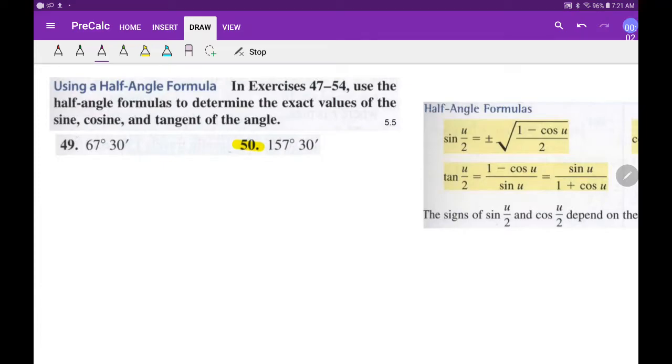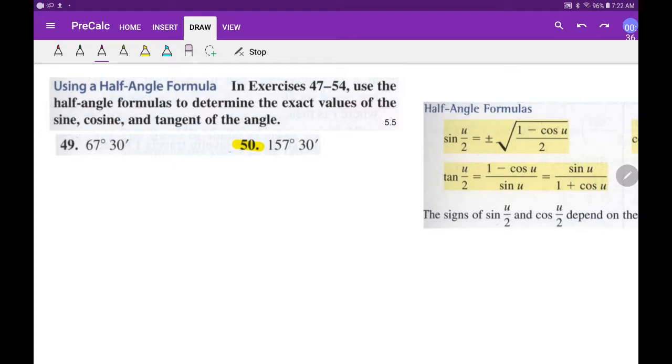We are going to use these half-angle formulas, and I suppose it's a good time to remind you that angles are based on degrees and minutes and seconds, if you like, analogous to time, and you can philosophize about that later. But there's 30, so that's half, because there's 60 minutes in a whole angle. Okay, so that means 67 and a half.